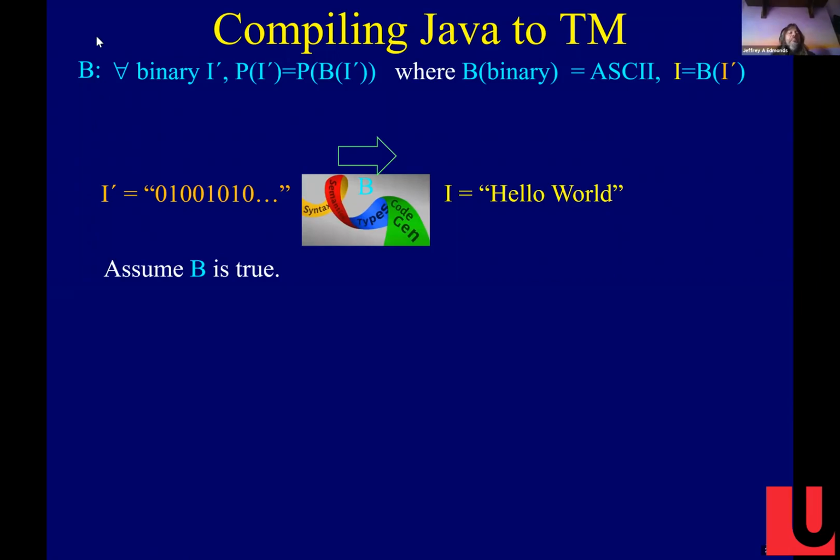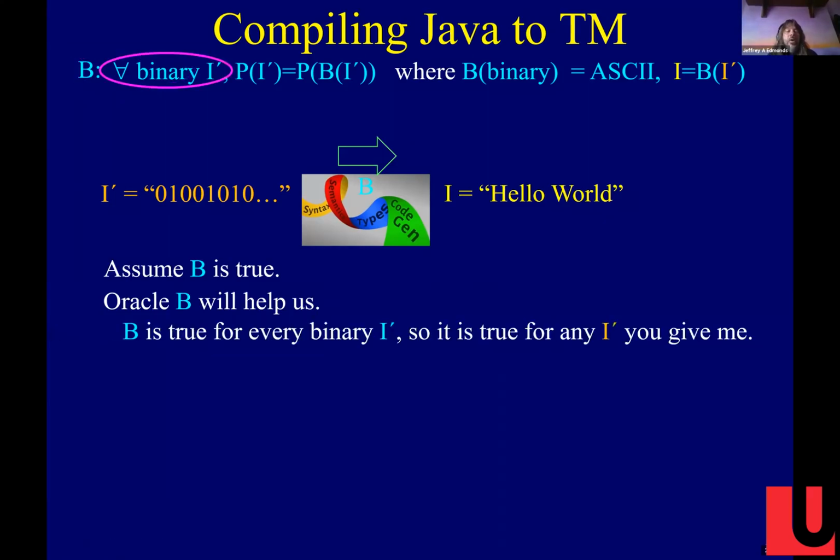What does B say? B says for our computational problem, it doesn't matter if you give it in binary or give it in ASCII, it will give the same answer, right? So we're assuming that B is true, and our oracle will help us. How will our oracle help us? Well, it starts off with the "for all binary string", right? So she's assuring us that something is true for every binary string.